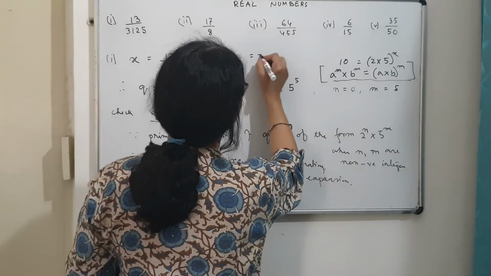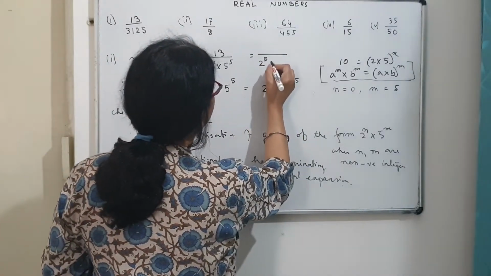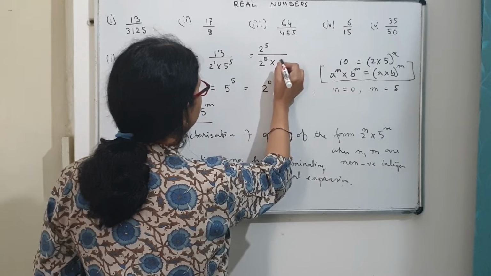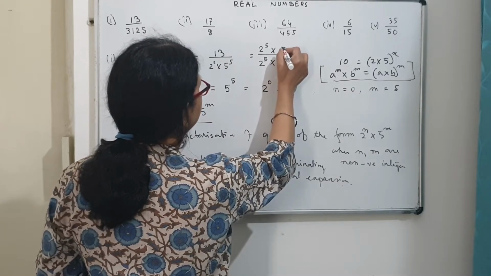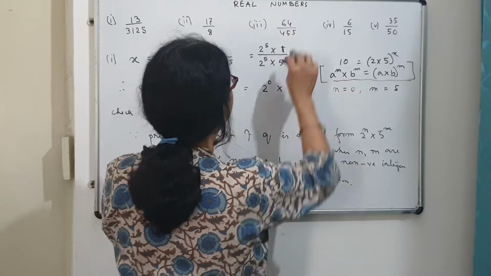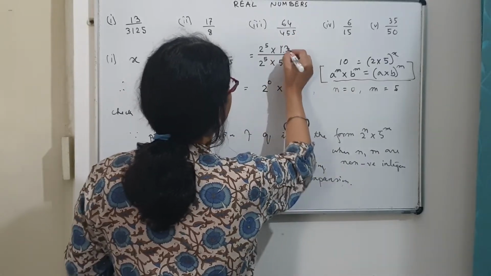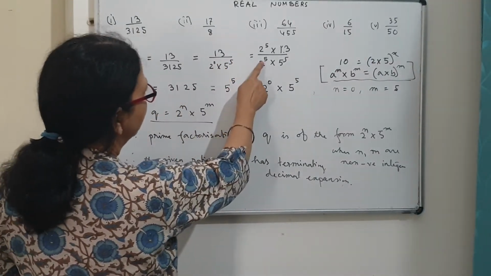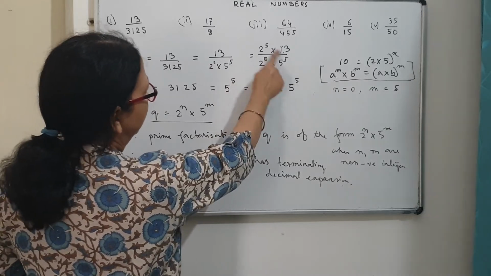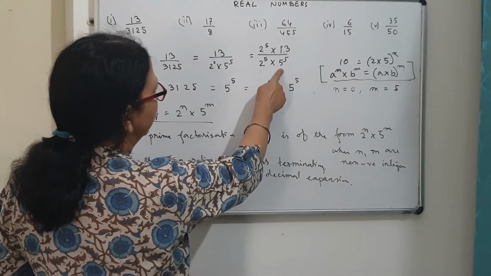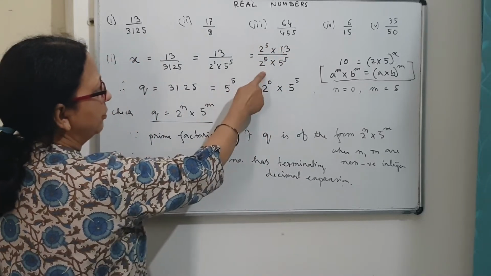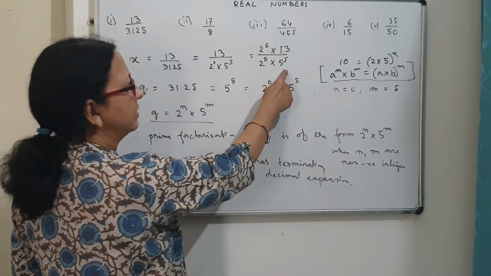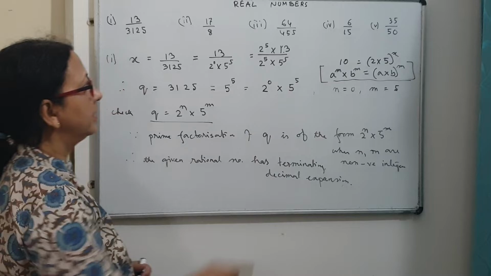So what I can do, I multiply the denominator and numerator both by the factor 2 to the power 5. It is 13. So this we have done. 2 to the power 0 is 1, so 1 plus 5 plus 0 is 5. So this we have done: 13 by 5 to the power 5. We have multiplied both numerator and denominator by 2 to the power 5, so that the power of 2 and 5 in the denominator becomes equal, the same. This we have to do.